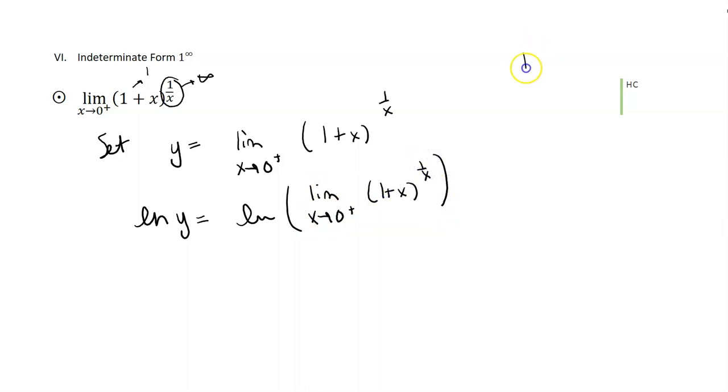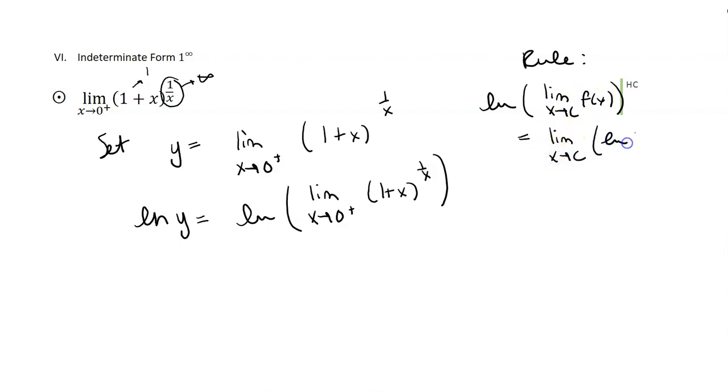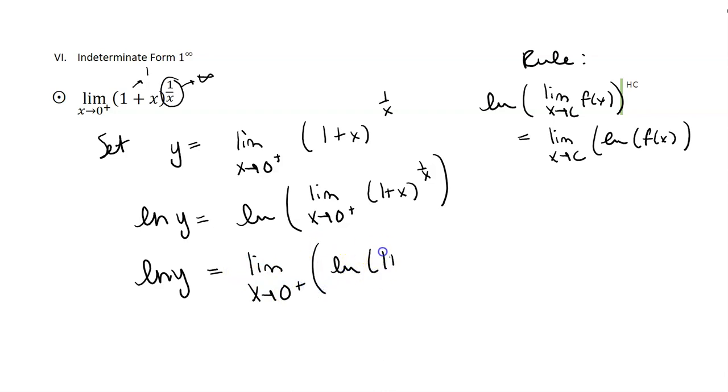So one rule to remember that is handy in this is that if you have the natural log of the limit as x approaches c of f of x, that is the same thing as the limit as x approaches c of the natural log of f of x. So the order of the natural log and the limit are exchangeable in this case. So that means I can now write the natural log of y is equal to the limit as x approaches 0 from the right of the natural log of 1 plus x to the 1 over x power.